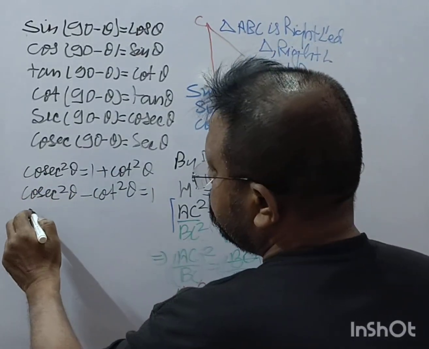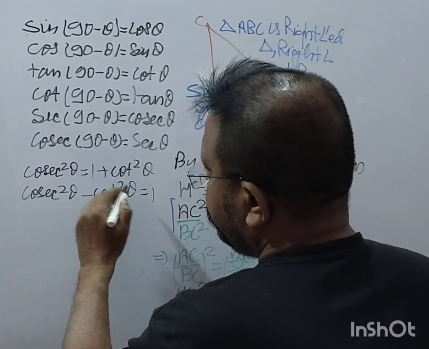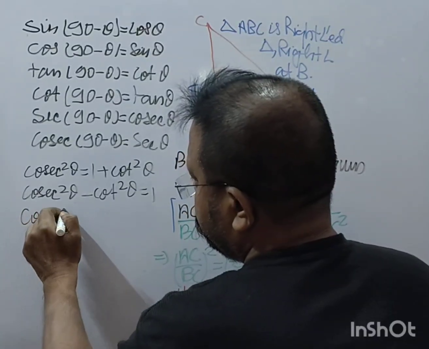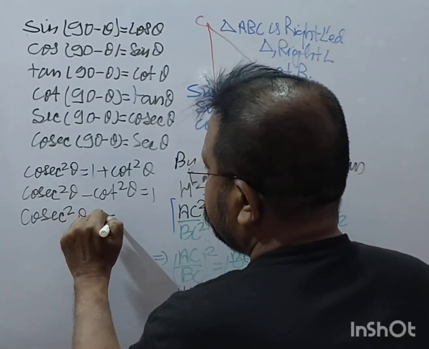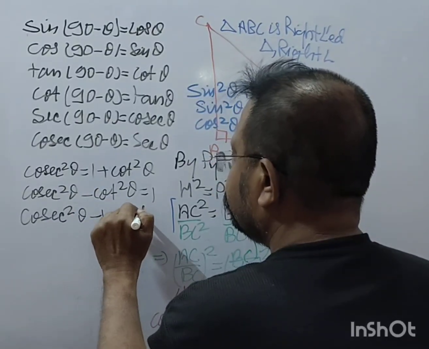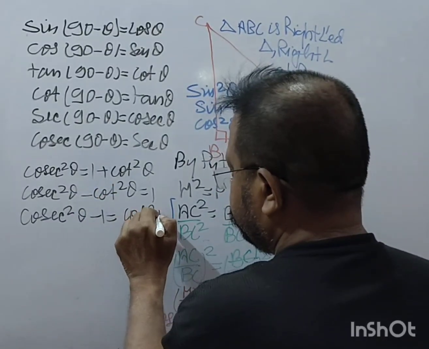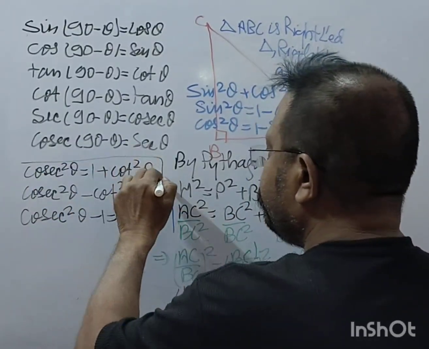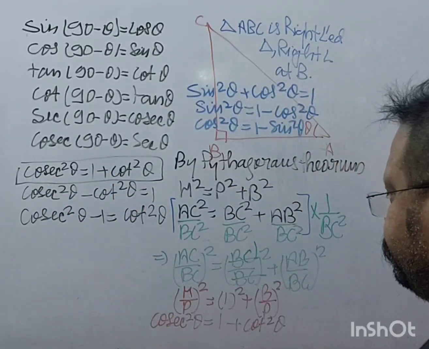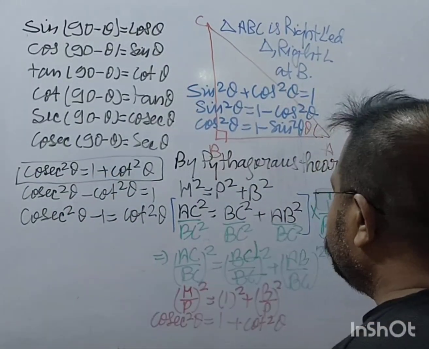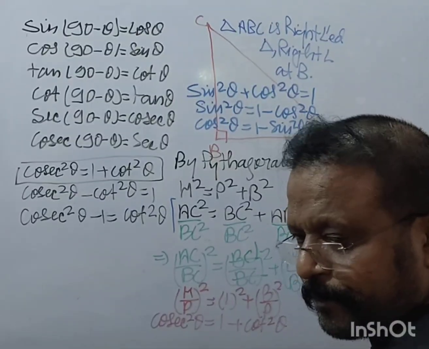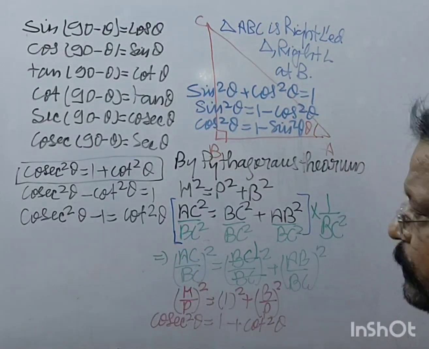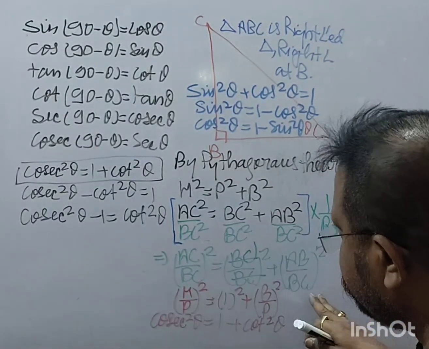And the next arrangement is we can bring this 1 on this side. So we get cosec square theta minus 1 is equal to cot square theta. You get this? This is the basic formula we derived, and these are the arrangements of this. Do you understand? Yes, sir. Okay, great. Should I rub this? Yes, sir.